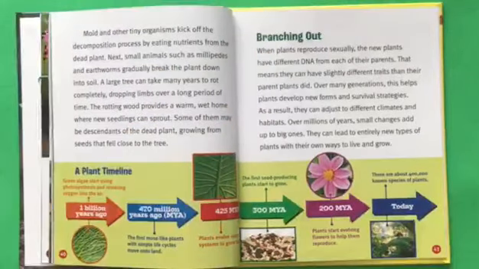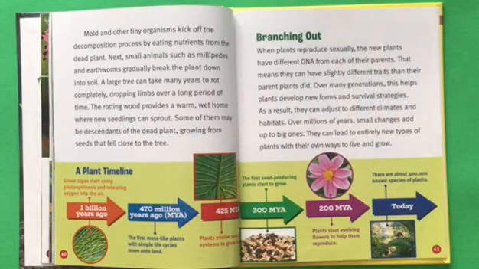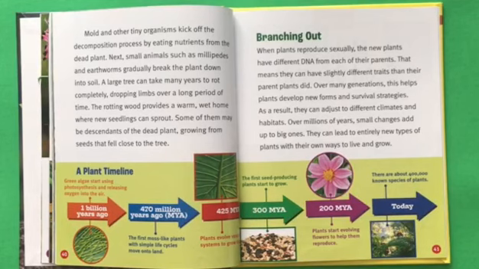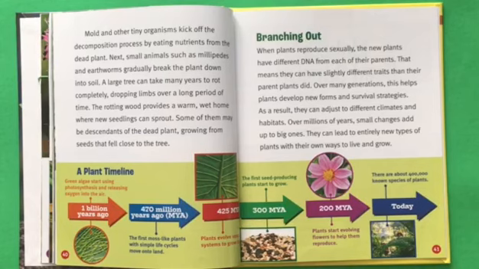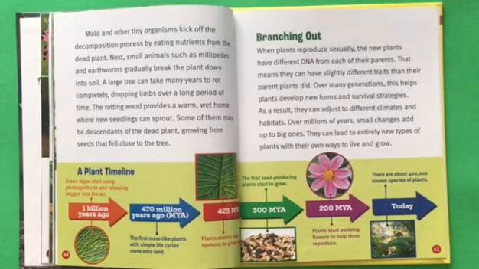Branching out. When plants reproduce sexually, the new plants have different DNA from each of their parents. That means they can have slightly different traits than their parent plants did. Over many generations, this helps plants develop new forms and survival strategies. As a result, they can adjust to different climates and habitats. Over millions of years, small changes add up to big ones. They can lead to entirely new types of plants with their own ways to live and grow.